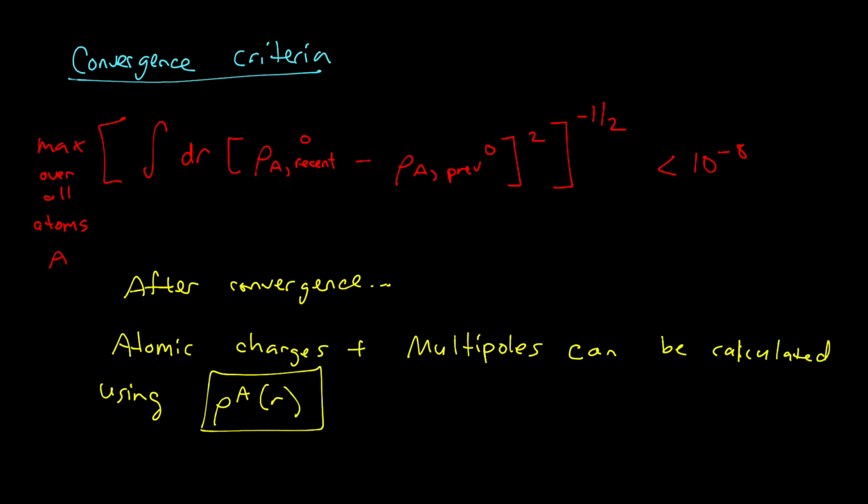I realized that I made a typo in the convergence criteria equation, so let me correct that real quick. All right, now I've corrected it. It should be to the positive 1/2 power, not negative 1/2 power. Sorry about that. After convergence, the atomic charges and multipoles can be calculated using the atomic densities derived using this algorithm. In the next video, I'll show you how to use Psi4 to calculate an atom's MBIS charges, or a molecule's MBIS charges.